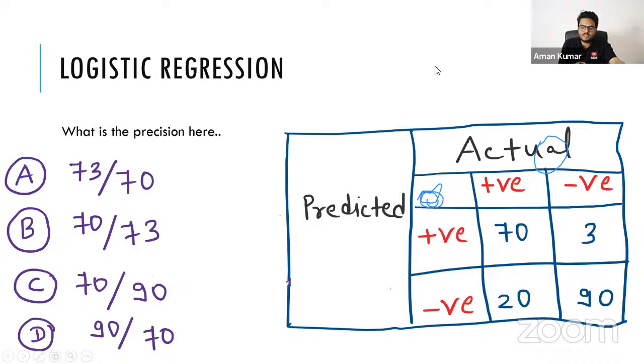What is the answer here, guys? You think about the answer. I'm asking what is the precision here. You have to tell me the precision of a classification model. This question comes from classifiers.